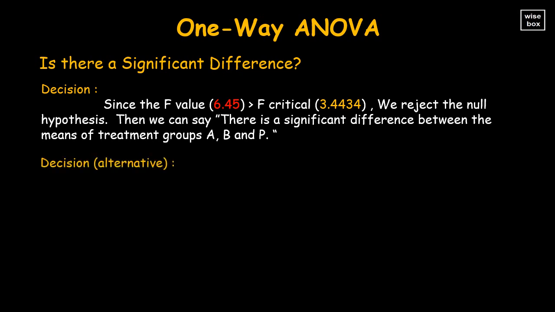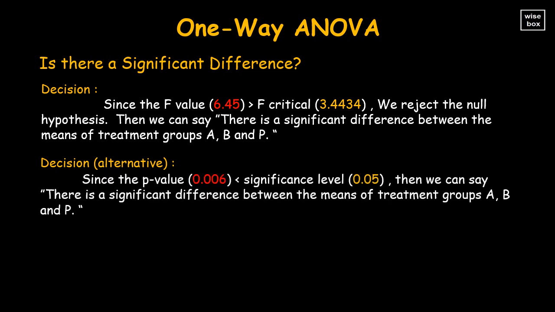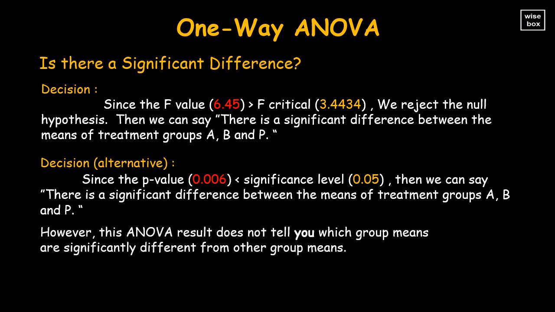An alternative decision is, since the p-value, 0.006, is less than significance level, 0.05, then we can say, there is a significant difference between the means of treatment groups A, B, and P. However, this Anova result does not tell you which group means are significantly different from other group means. Thus, we need to do post-hoc analysis.